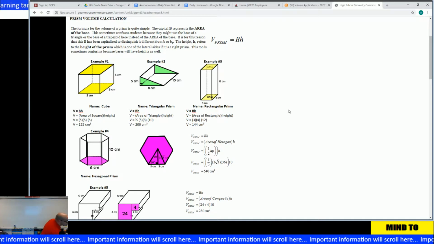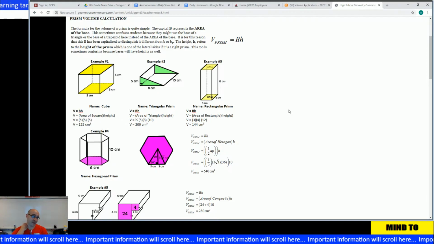So when we talk about prism volume calculation, the formula for any type of prism, so really and truly any type of 3-dimensional figure that has straight edges and flat surfaces, okay? We're going to be talking about volume of the prism, or volume sub-prism, equals big B base times height. Now, there is a huge difference between big B and little b. Big B represents the area of the base of that figure, meaning the flat 2-dimensional area of whatever that figure is.